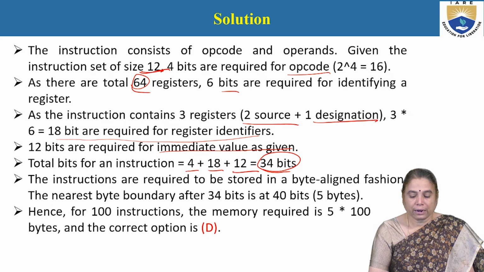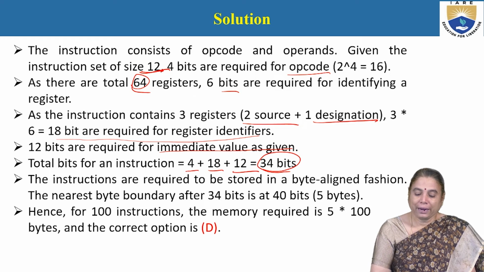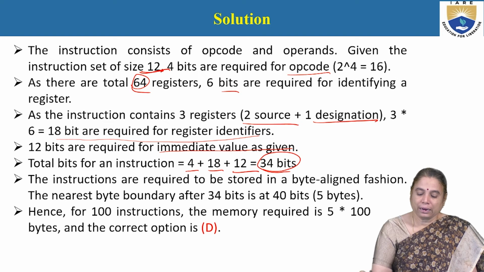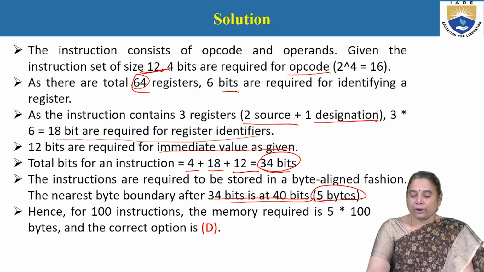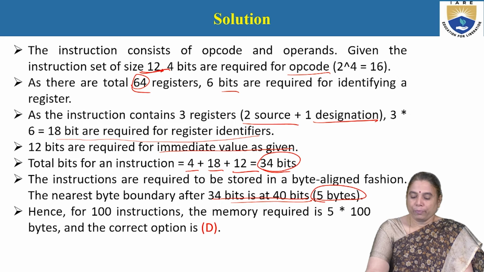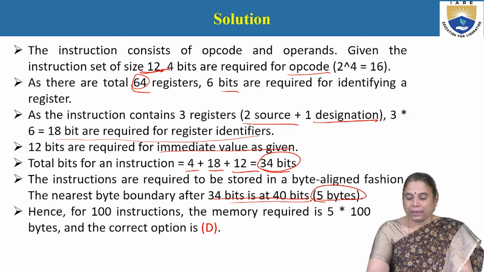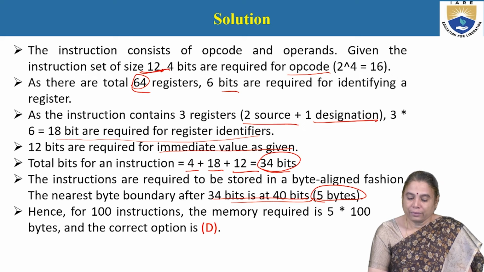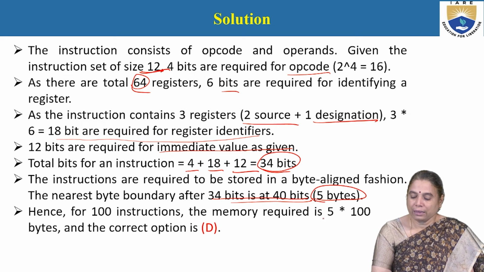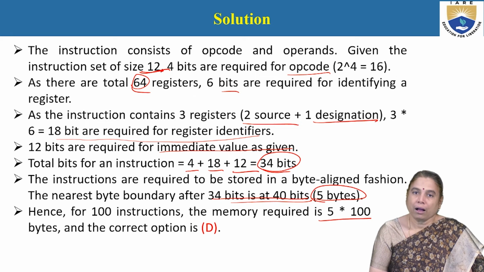The instructions are required to be stored in a byte-aligned fashion. So the nearest byte boundary after 34 is the 40, 5 bytes. So byte-aligned fashion. So in order to get these 34 bits instruction format, the nearest is at 40 bits. So hence for 100 instructions, the memory required is 5 into 100, 500 bytes, which is the option D is the answer.